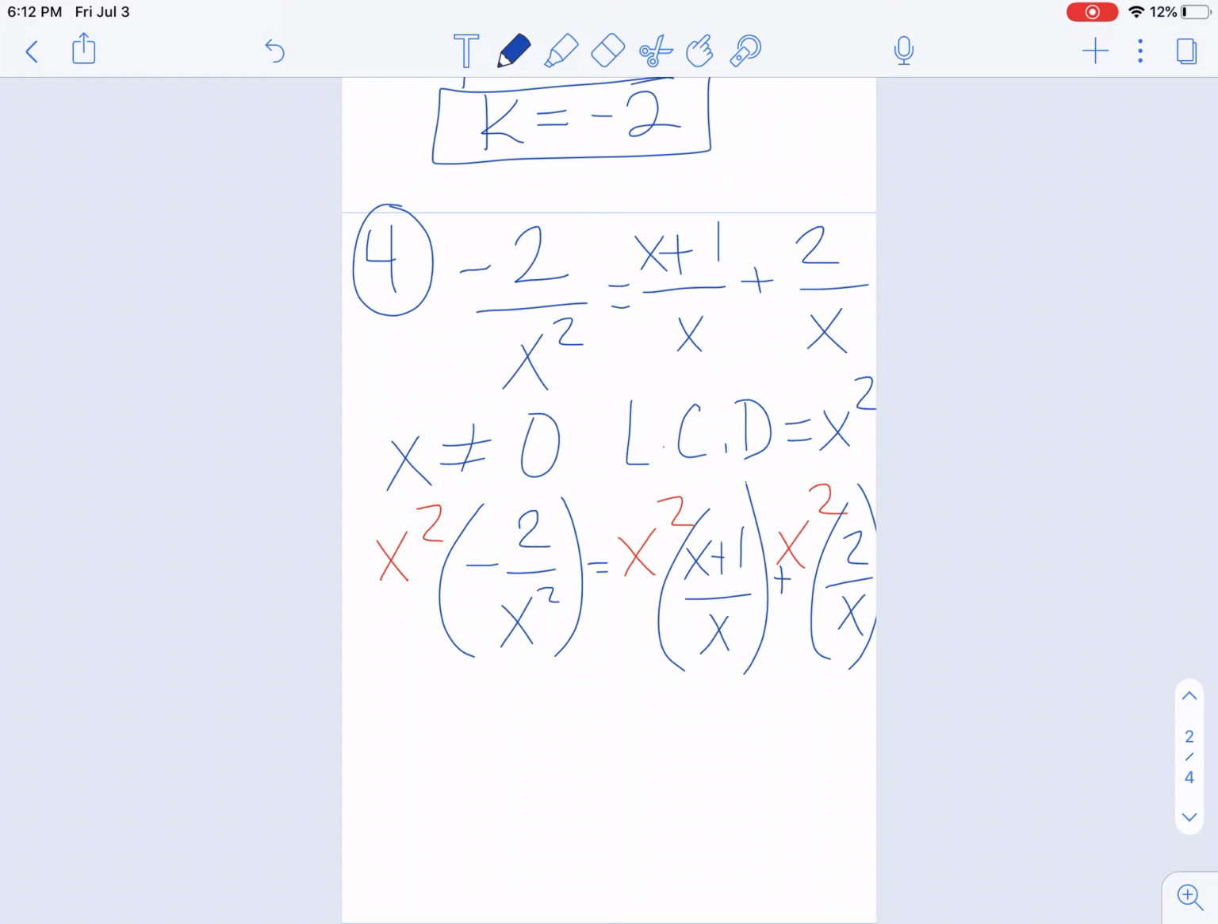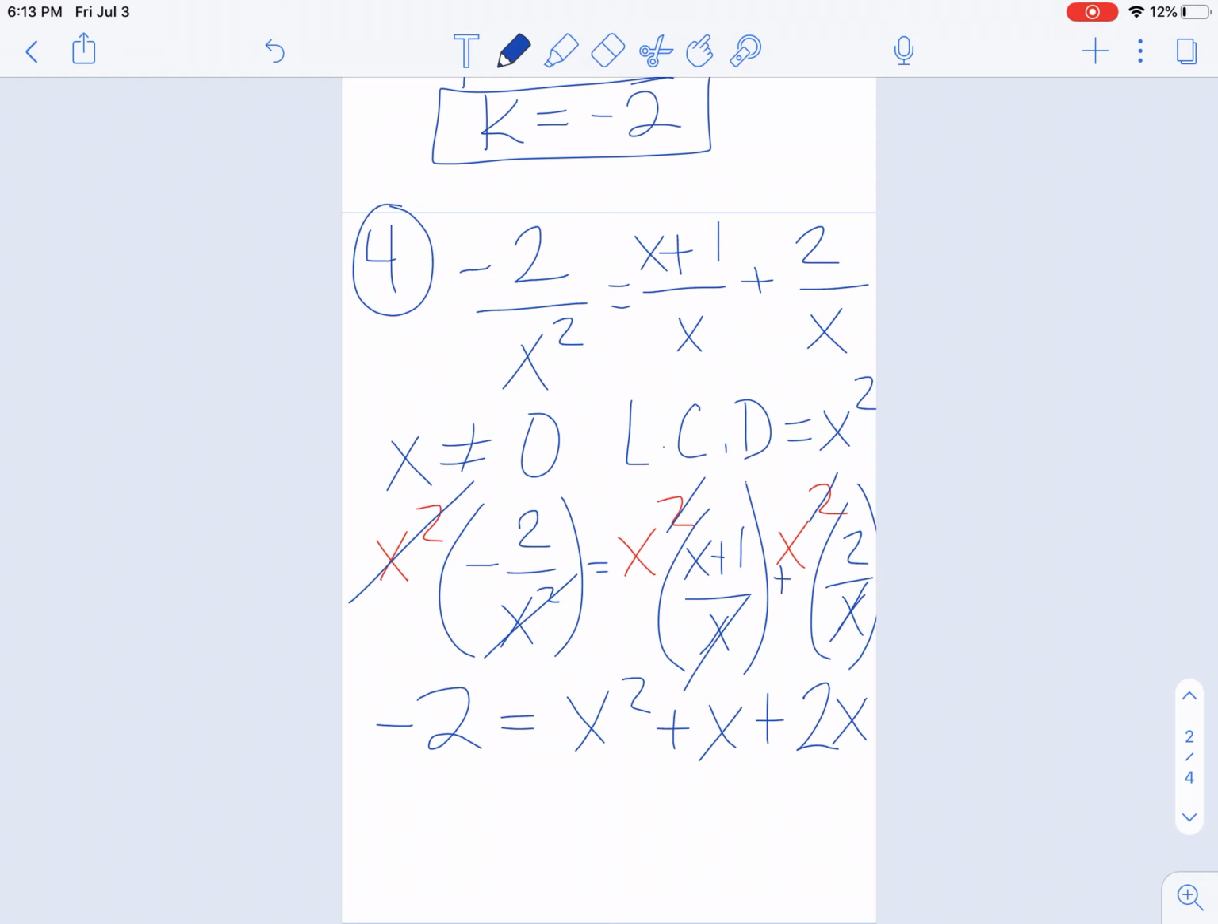And then I can do some canceling. I notice there's an x squared that can cancel with the x squared there. x goes into x squared x times, so I got rid of the exponent, and same thing over here. x cancels out with one of the x's up there and leaves just an x. So multiplying out, I now have just negative 2 equals x times x plus 1 is x squared plus x, and then plus 2 times x, so 2x.